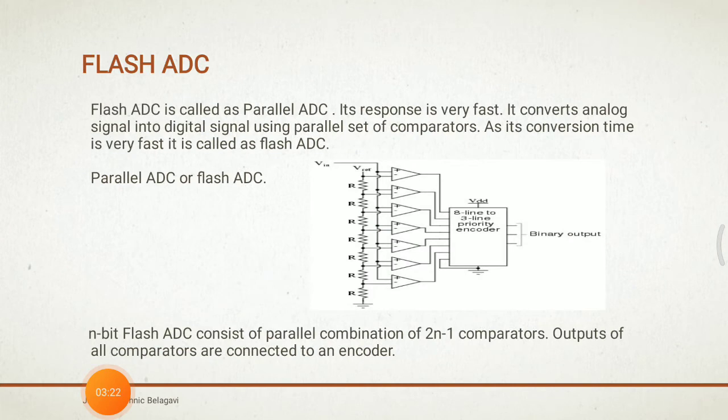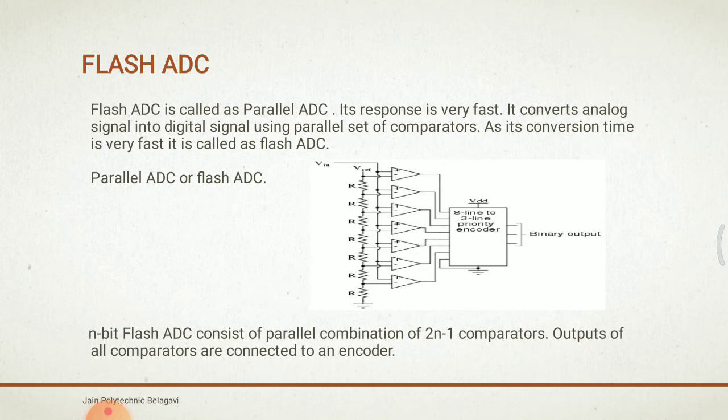So next, flash ADC. Flash ADC is called a parallel ADC. Its response is very fast and it converts analog signal into digital signal using parallel comparators. You can observe the different comparators placed here. Its conversion time is fast, so it is called a flash ADC. Its conversion time is too fast, so we are naming it a flash ADC or a parallel ADC.